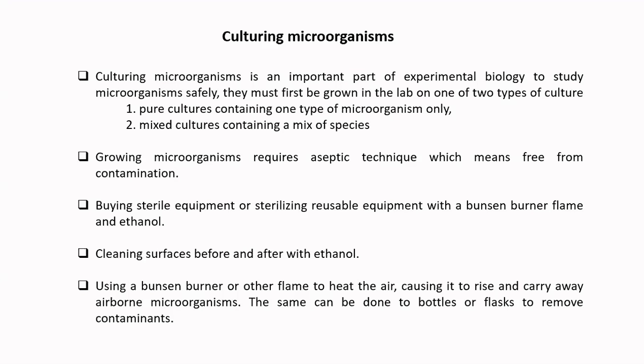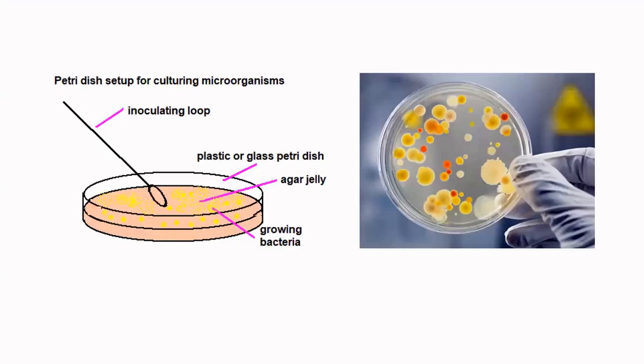Also before we use surfaces, we have to clean them. We can clean surfaces like bench tops using ethanol. The Bunsen burner can be used for direct flaming or direct heating, especially for the inoculation loops. Now you can see here in the diagrams a petri dish set up for culturing microorganisms. In the second diagram, you can see the microorganisms which have been cultured in a petri dish. But this is a mixed culture. We can obtain different types of colonies.